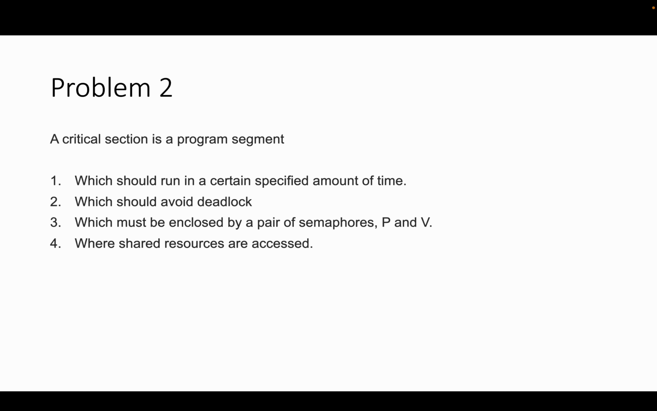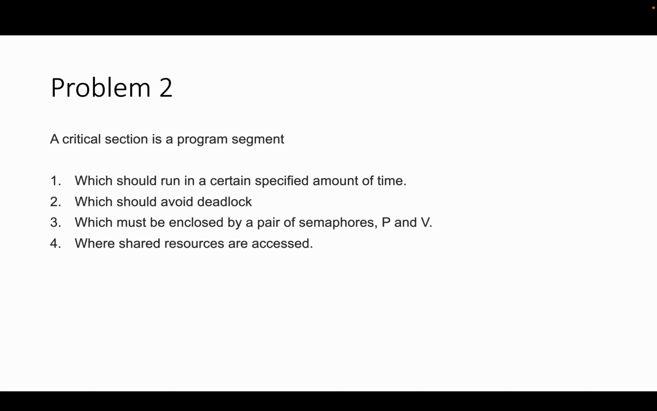Now moving on to the second problem, it says that a critical section is a program segment, first, which should run in a certain specified amount of time, second, which should avoid deadlock, third, which must be enclosed by a pair of semaphores P and V, and fourth, where shared resources are accessed. So if we look at the options one by one, first, which should run in a certain amount of time, this is incorrect, because critical section doesn't mean that it can only run within a specified amount of time.